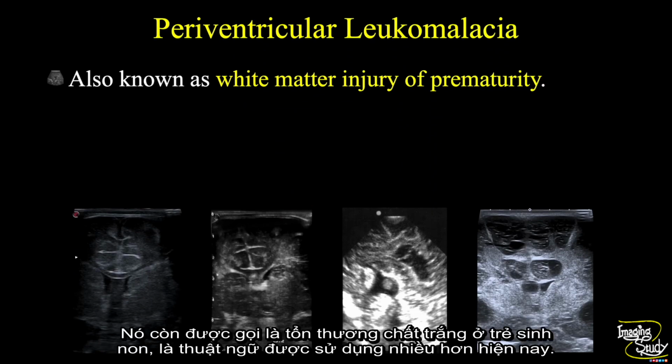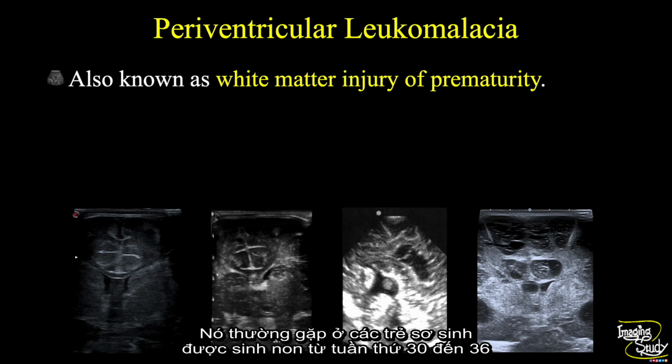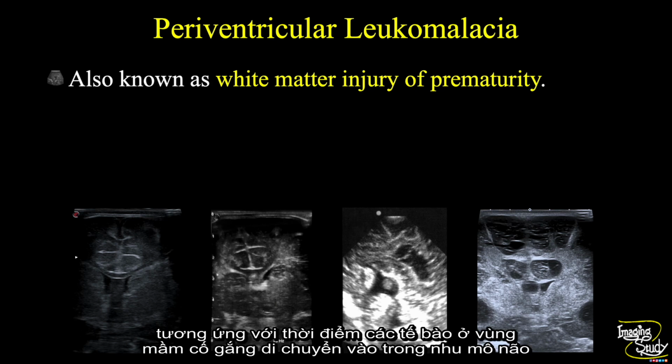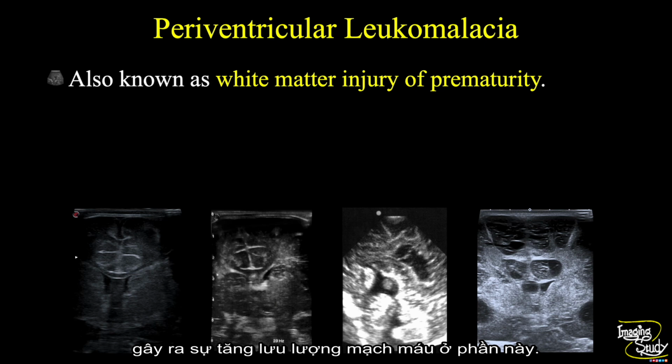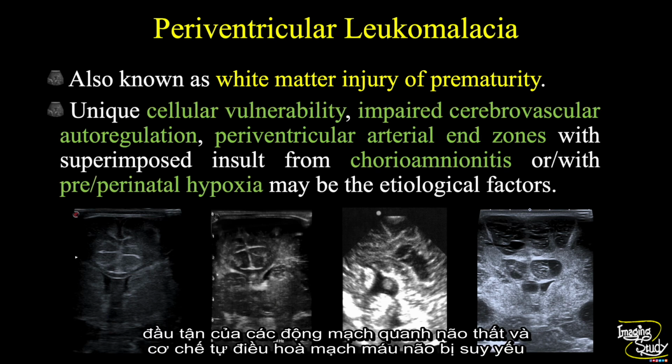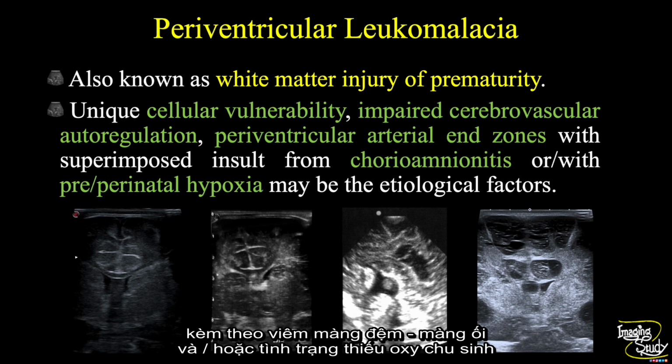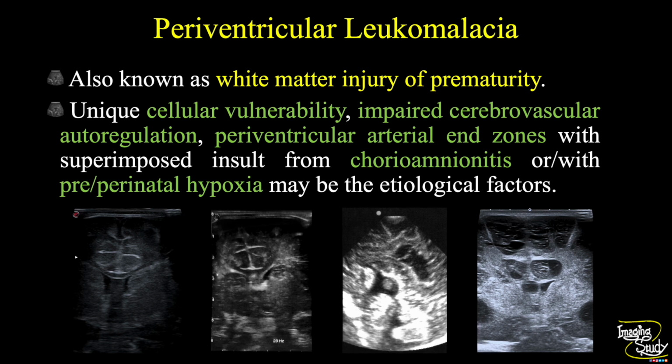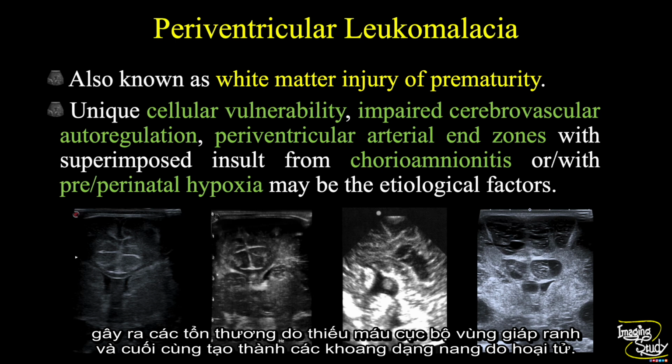It is also known as white matter injury of prematurity, which is more used term nowadays. It is very commonly seen in 32 to 36 week premature neonates, where the cells of germinal matrix try to migrate into the brain parenchyma, causing increased need of vascular flow within that part. But due to cellular vulnerability, impaired cerebrovascular autoregulation, periventricular arterial end zones with superimposed insult from chorioamnionitis and with pre or perinatal hypoxia, watershed ischemic changes occur and it turns into the necrotic cystic spaces later.